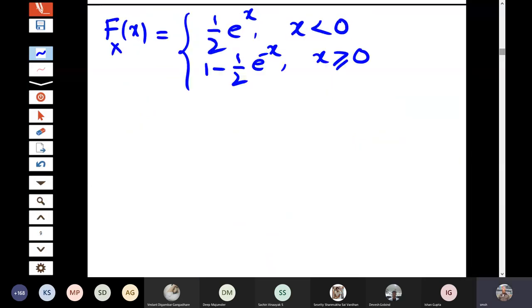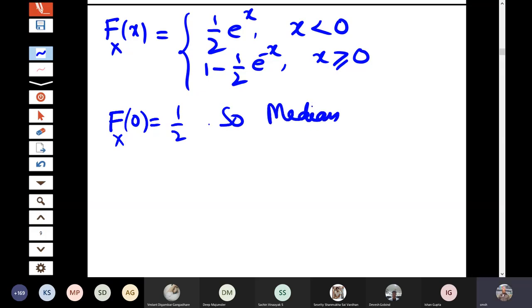So let us look at this median, for example. So when is this equal to half? That is equal to when x is equal to 0. So f of 0 is half. So the median is 0. Suppose I ask you what is the first quartile here.